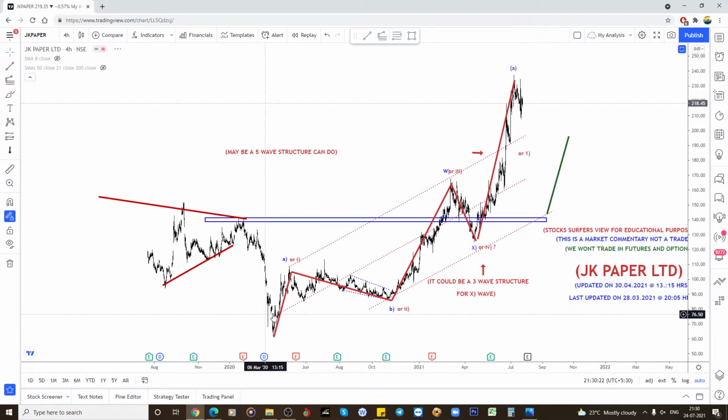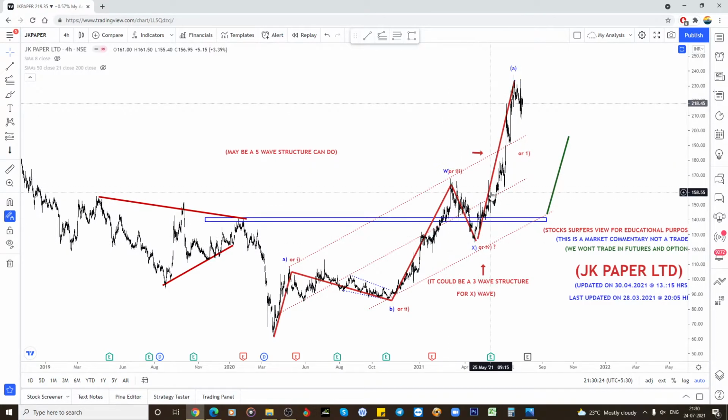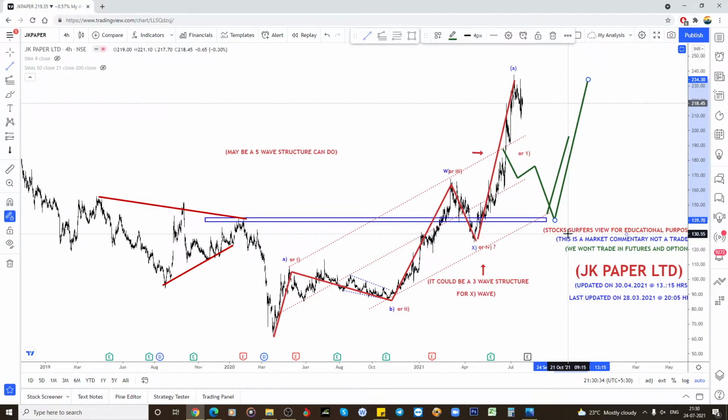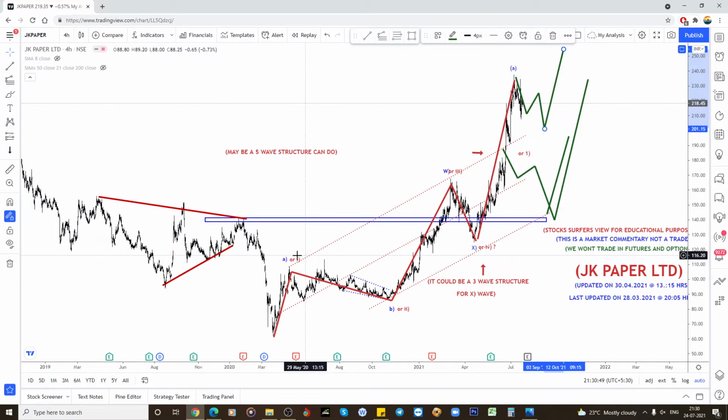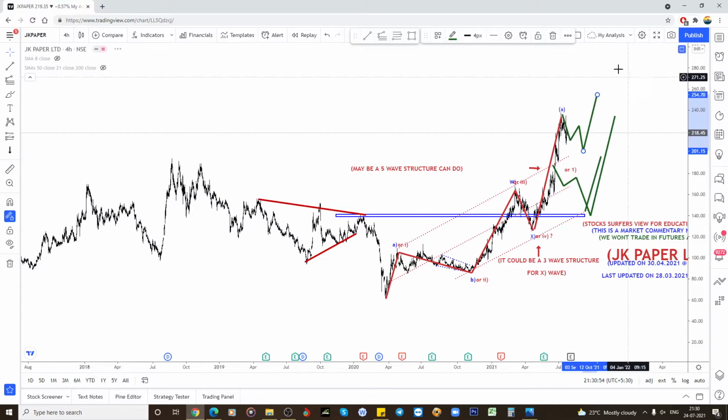See, I took it as 1, 2, 3, 4. If the fifth wave had ended, it must be getting rejected from this zone, like a three-wave structure, and then again it may bounce. But what it did here is 1, 2, so this is the bigger third wave. Here it will do like this, and immediately it may bounce. After that, this is 1, 2, 3, 4, 5. So this is the bigger 1, this is the bigger 2, and this is the bigger 3, 4, and 5. So up to 300 is still my target in this JK Paper.